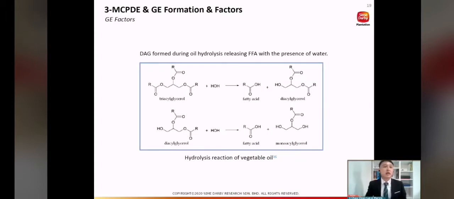Next, I move on to the GE formation factors. As I mentioned earlier, GE precursors are predominantly DAGs and potentially also MAGs. In these slides, I show you the hydrolysis reactions of typical vegetable oils, including palm oil. You can see that TAGs react with water under certain conditions to produce fatty acids and DAGs. There's also potential that some of the DAGs further degrade down to MAGs under the same hydrolysis process.